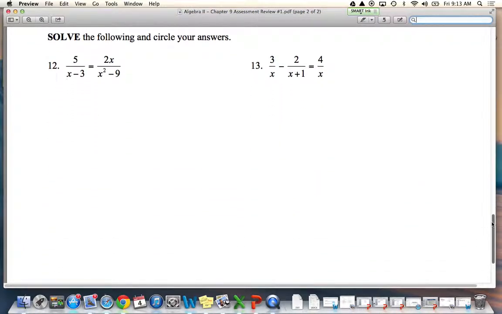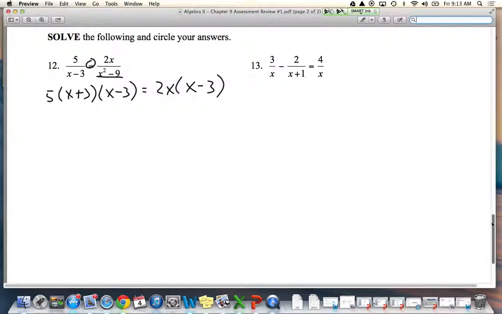And now, putting this together and doing some extra solving. Now, solving, it's a fraction here, it's a proportion. I'm just going to cross multiply right away. So I'm going to write this as 5 times x squared minus 9. But you know what? I'm going to go ahead and factor that right away. So I can write that as x plus 3 and x minus 3. And now I go the other way here, equals 2x times x minus 3.